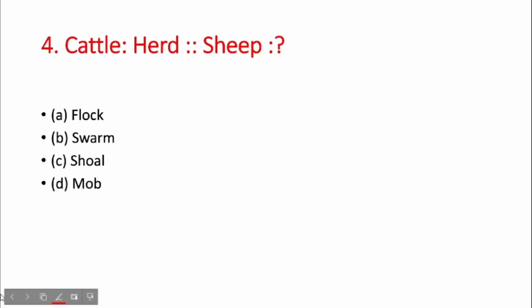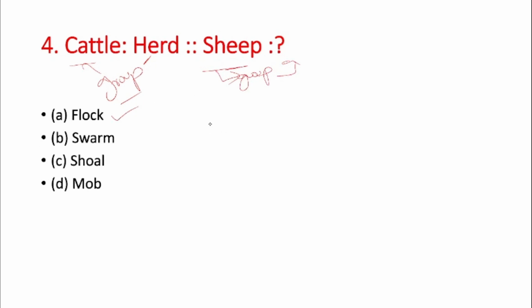Cattle, herd, sheep, what? A group of cattle is called a herd, meaning a crowd. Similarly, a group of sheep is called something. So what is a group of sheep called? A group of sheep is called a flock. A flock means a group or crowd of sheep. Generally, the term is used as a flock of sheep.